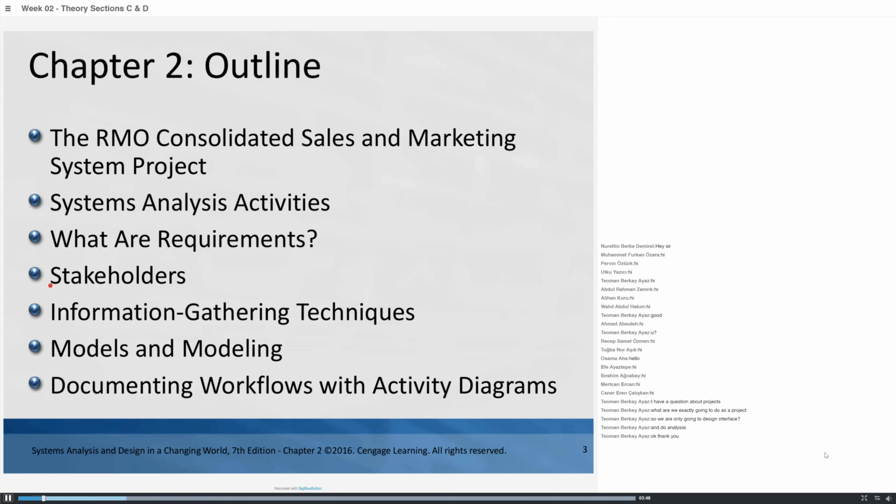Also, we will learn the term stakeholder, how to gather information from stakeholders to understand requirements. And in the end, I will introduce modeling, and as the first step of our UML journey, I will show you the activity diagram. Okay.